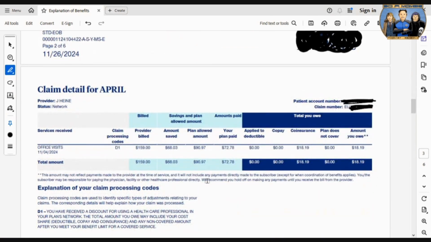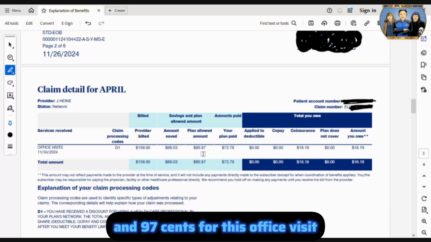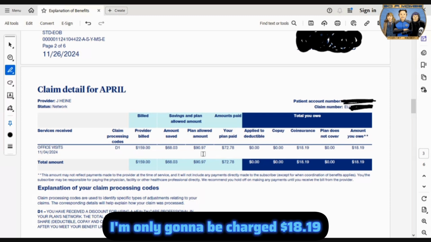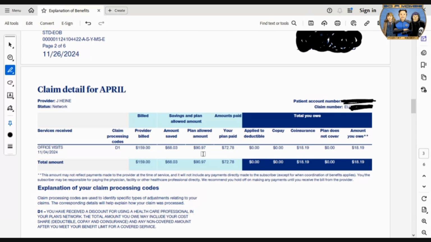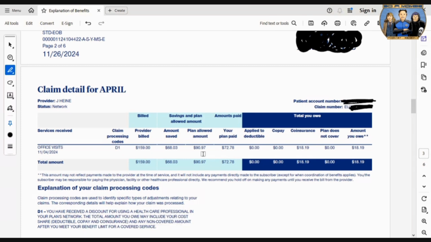So my provider is contracted with the insurance to accept $90.97 for this office visit. I'm only going to be charged $18.19. The provider has to take a write-off of $68.03.